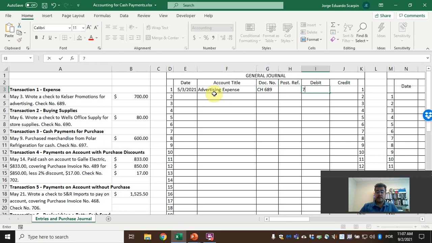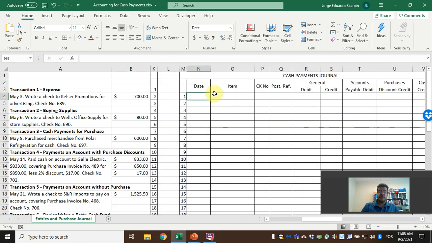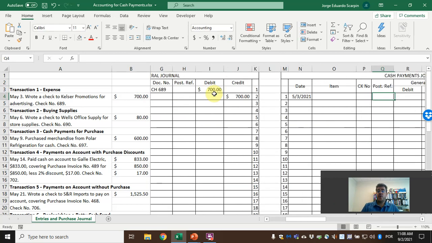So debit 700 and cash credit 700. So this is our general journal. How do I move from the general journal to the cash payments journal? So the date, the same date, May 3rd. What we are paying? We are paying advertising expense. Check number 689.